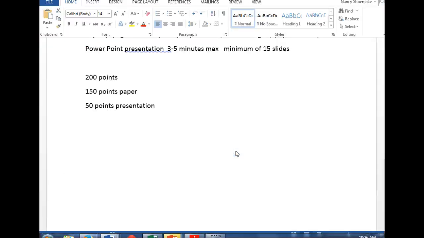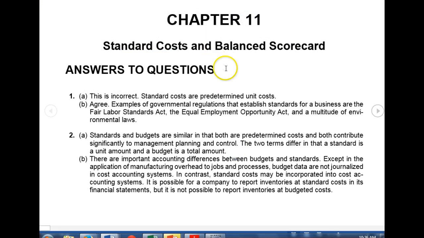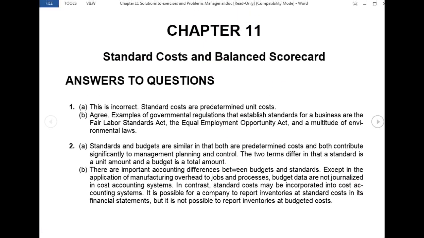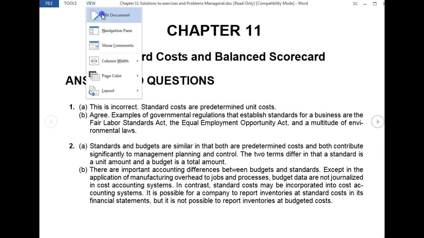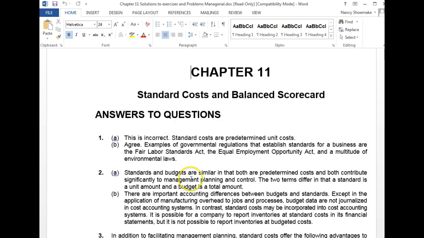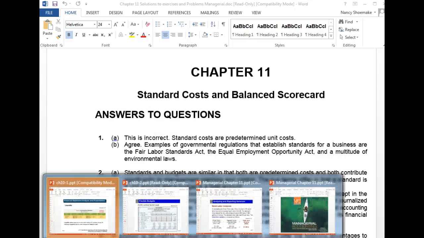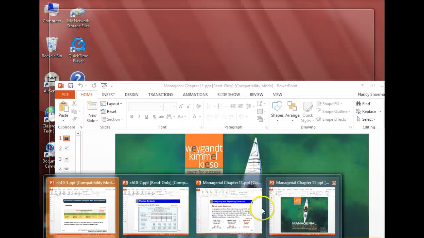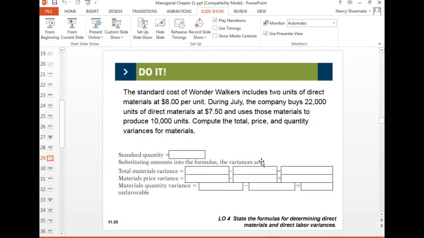So I'm still stuck on that do it problem. So the materials price variance, it is different. I think it's wrong on the slide, but it's the 22 times 8, and the answer is 11,000 favorable, but it's a negative number. So is that just absolute value, or why? Okay, let me look and see what we're talking about.